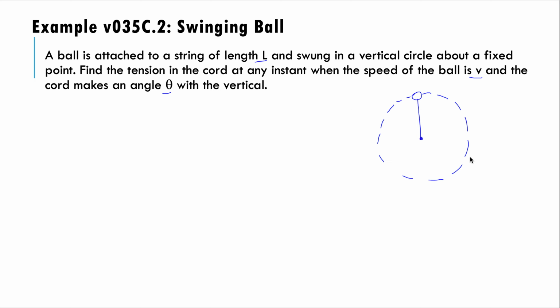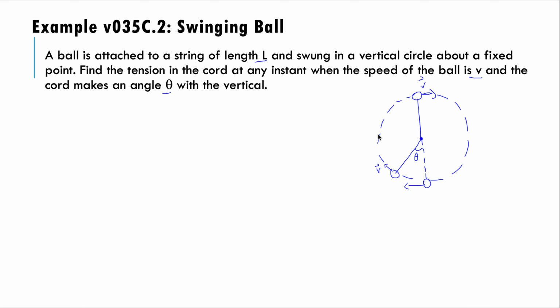We can find the tension anywhere along the path, but let's find the tension when, instead of being at the top of the path or at the bottom of the path, the ball is over here, making an angle theta with the vertical. Let's say it's going clockwise, so here it has velocity v. All right, let's find the tension at that point.